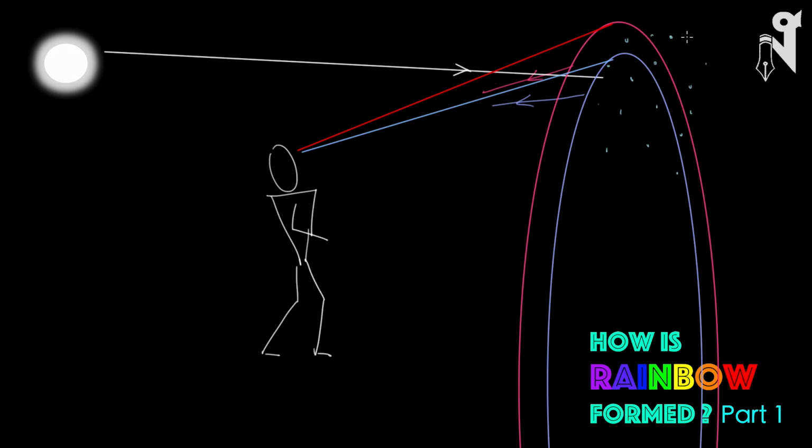So I hope you have understood the basic requirement. You're not looking at the sun, you're looking on the other side. The sun is behind your back. Raindrops or mist are in front of you and you're looking at them, and the sun rays are somehow reflecting and coming into your eyes, not as white light, but in those different colors.